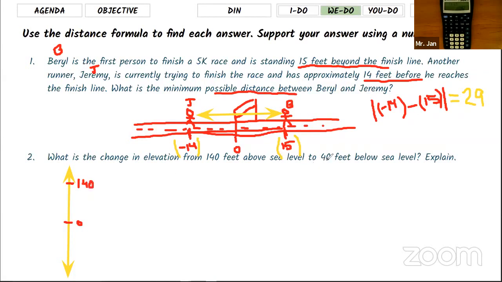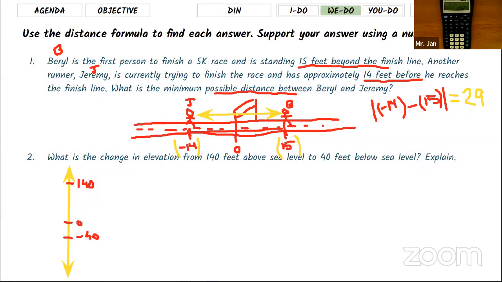And the second number is going down 40 feet below sea level. So 40 feet below means it's negative. It will be at the bottom, below 0. So it's going to be negative 40. It's below sea level. The question is, what is the distance between these two points? To find it, oops, let me use the arrow so it'll be much clearer for you.